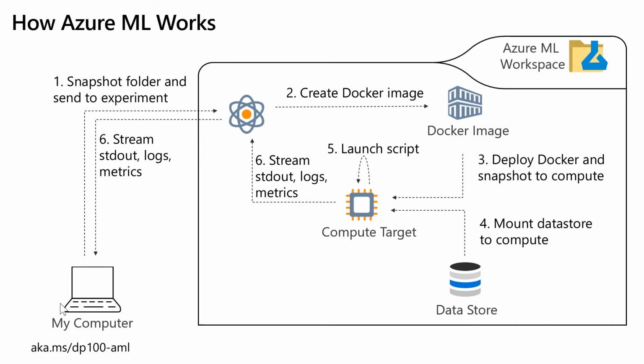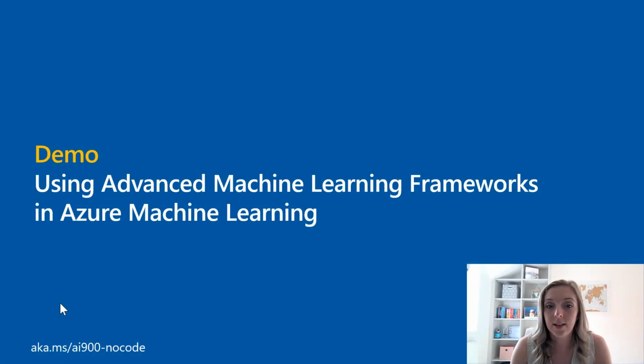You always have those metrics and output logs streaming back to your device, and you can use the log functionality to make sure that anything you do want to see is available in those logs. And then finally, once it's finished, it copies over all of the outputs back to the experiment in the service, so that you can then access all of the metrics and the outputs on your computer afterwards. So let's take it to our next demo, where we're going to use advanced machine learning frameworks such as NLP Architect in the Azure Machine Learning workspace.